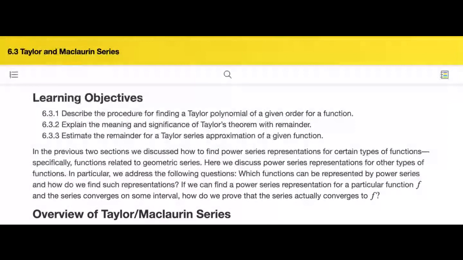We're going to describe the procedure for finding a Taylor polynomial of a given order from a function, and we'll see what that means, given order. And explain the meaning and the significance of Taylor's theorem with remainder. And we'll estimate the remainder for the Taylor series approximation of a given function.